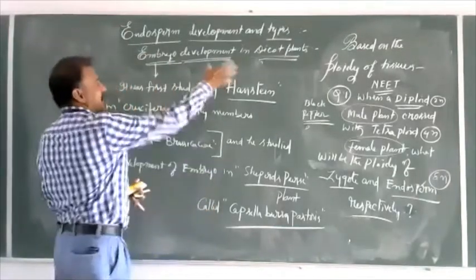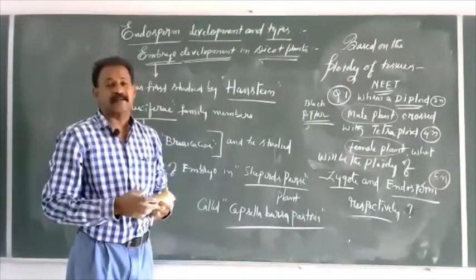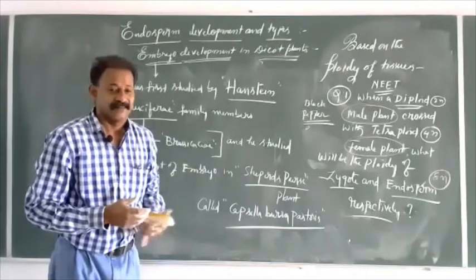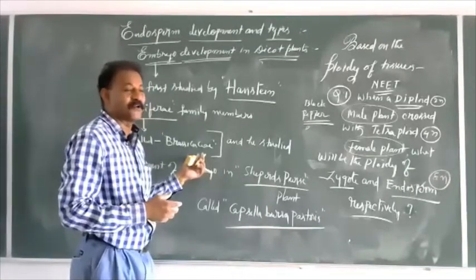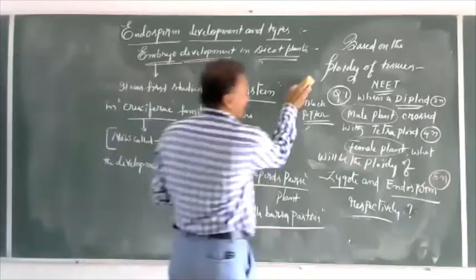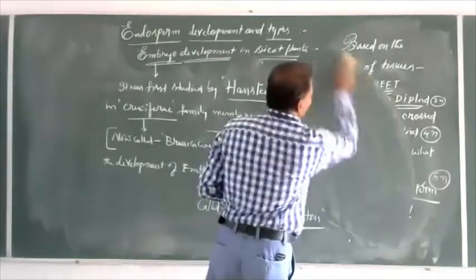So it is a dicot embryo he studied. Initially, both dicot plants and monocot plants show a similar type of embryo formation, embryo development. Later, it differs. In the beginning, both dicots and monocots show similar embryo development.